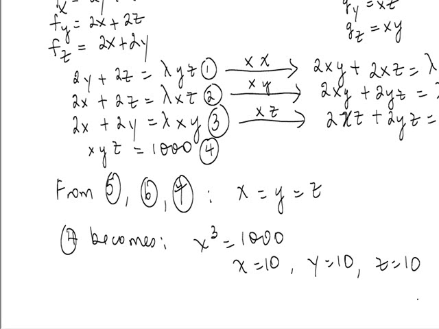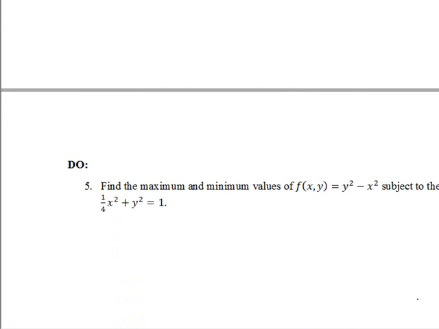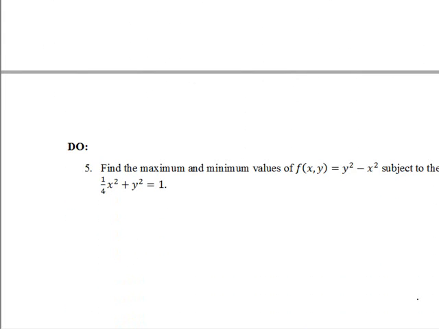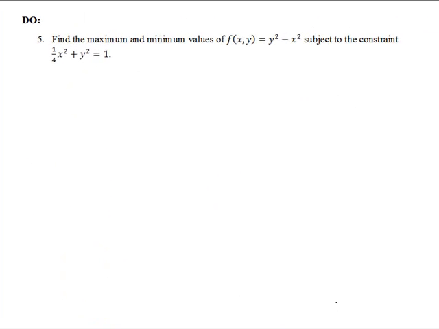So I've shown you quite a number of methods that you can use, right? All right. The other question, let's do it together. I have done it, but let's just discuss it. Let's do it together, okay? Find the maximum and minimum values of f of x, y equals y squared minus x squared subject to that constraint. Okay, let's go. Write out your two functions.